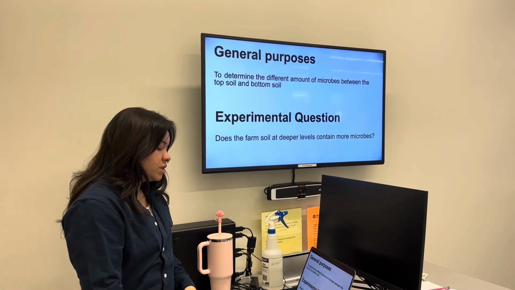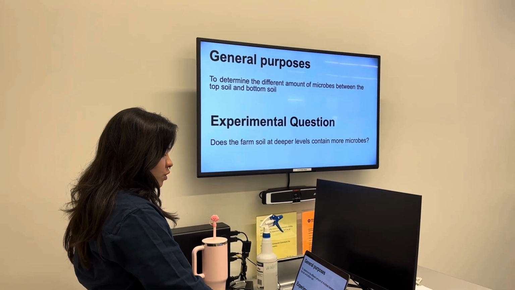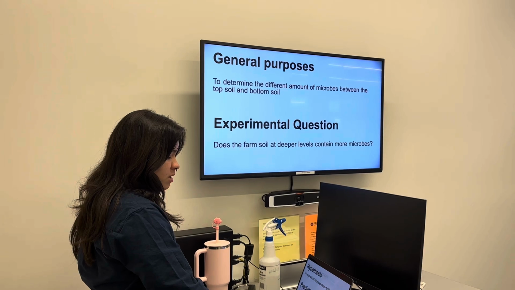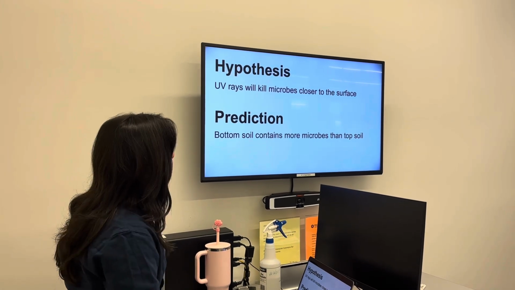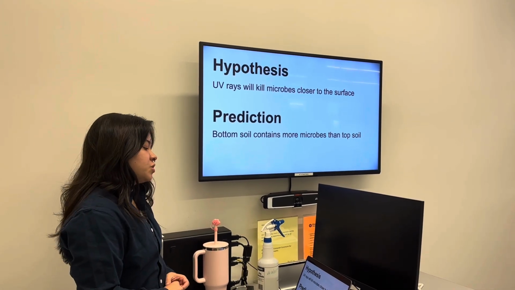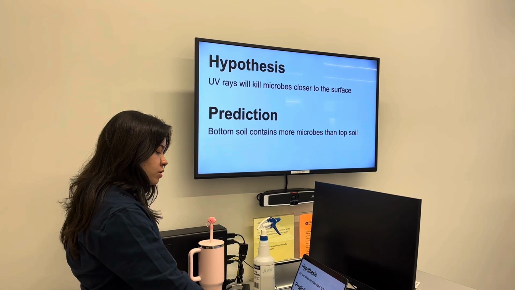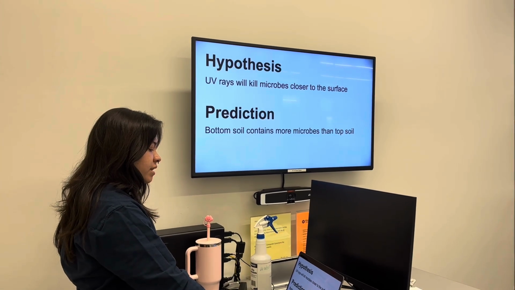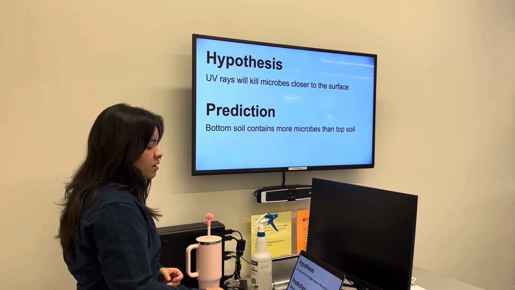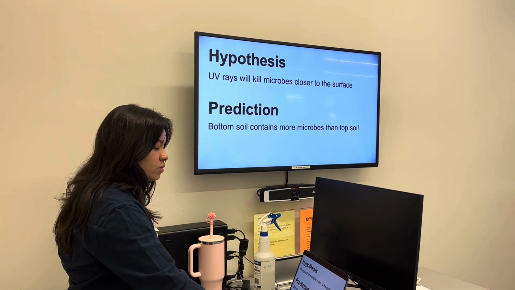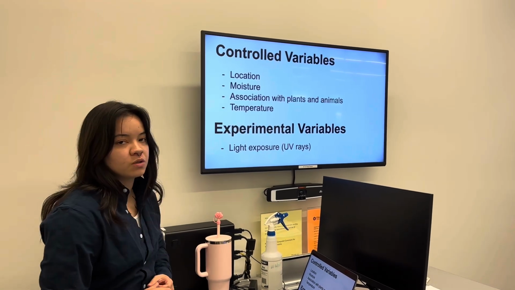Our general purpose was to determine whether the topsoil or the bottom soil had more microbes. Our question was, does the farm soil have more microbes depending on how deep it goes? Our hypothesis was that UV rays kill more microbes closer to the surface. And then our prediction was the bottom soil contains more microbes than the topsoil.